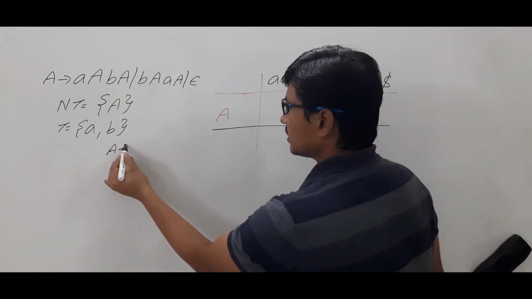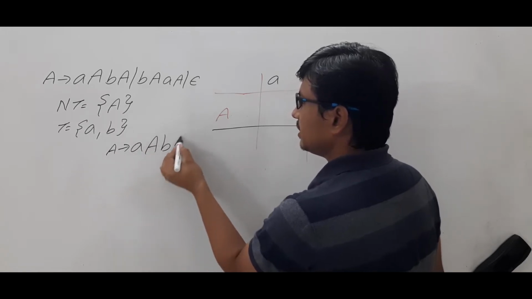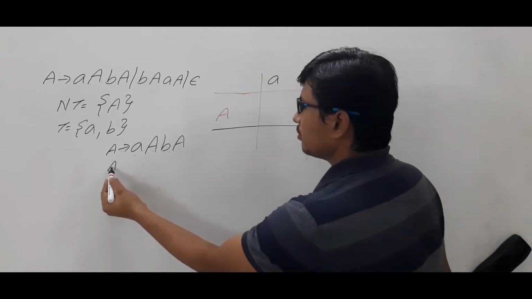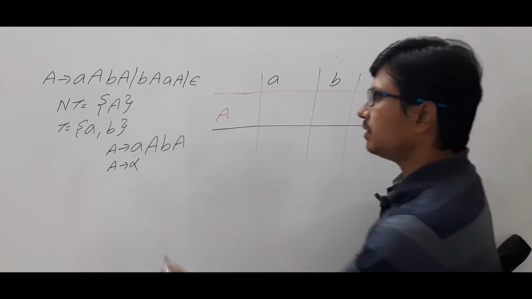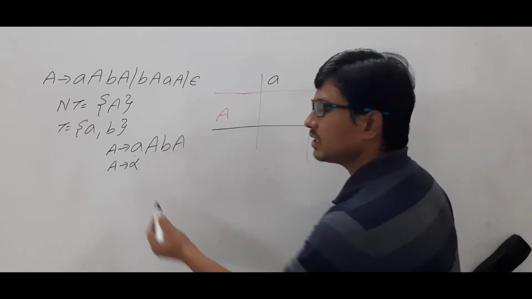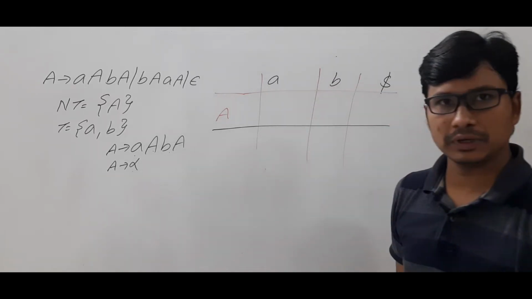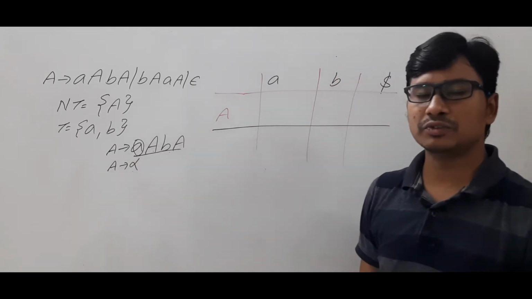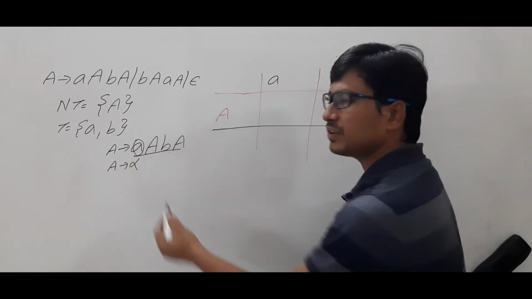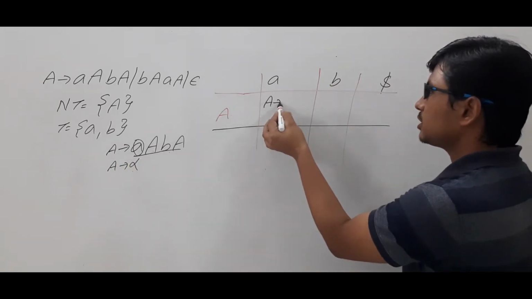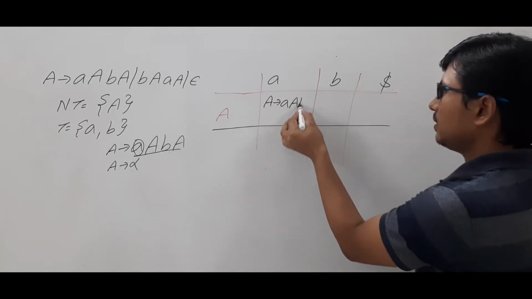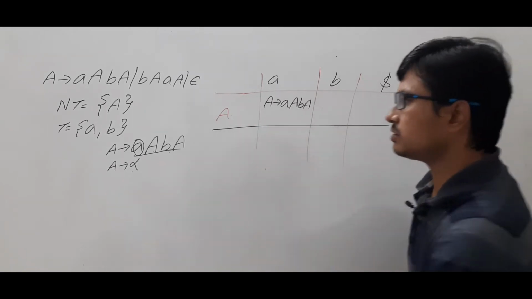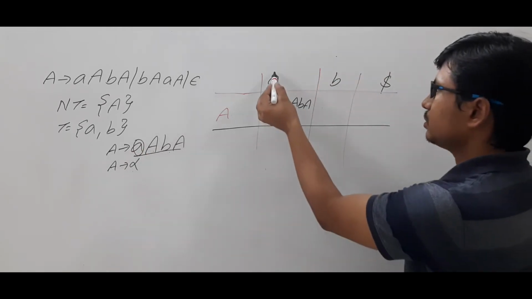First, let me take the production A determines small a capital A, B capital A. Now, this is in the form of A determines alpha. Where should I keep the A determines alpha? In the first of alpha, as per the rules. So, what is the first of this one? First of this one is first of the small a. Small a is a terminal, so first of a terminal is the terminal itself. So you need to keep this production at the non-terminal A and the terminal a, because first of a is a only. So you need to keep it here.